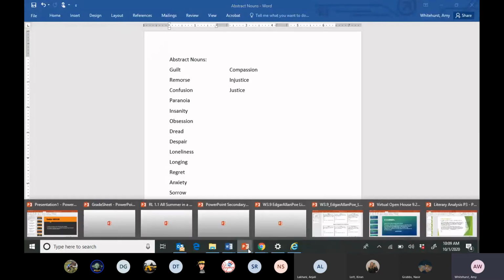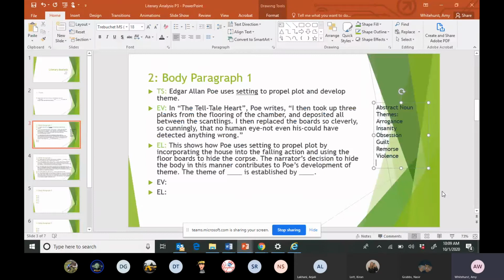There were so many. So originally, the two that I thought of when I read this piece of evidence, I took up 3 planks from the flooring, deposited it between the scantlings, replaced the board so cleverly, cunningly that no human eye, not even his, could have detected anything wrong. Like Anjali, I did think of arrogance, and I also thought of obsession. Why do you think I thought of obsession?